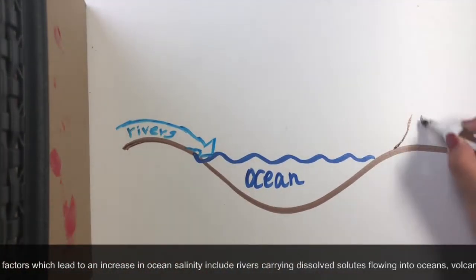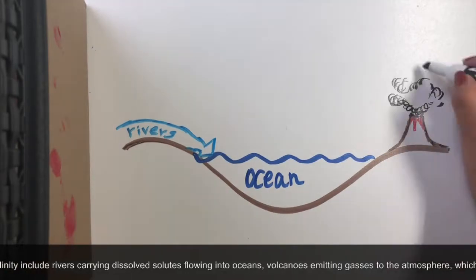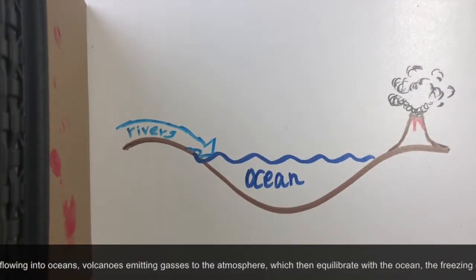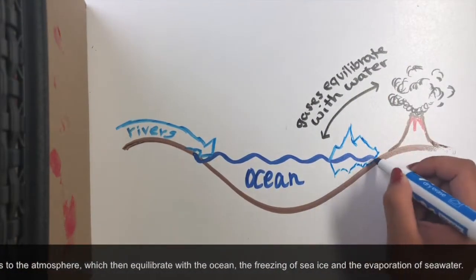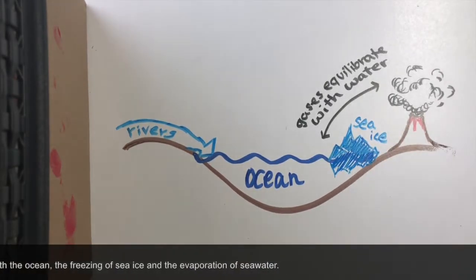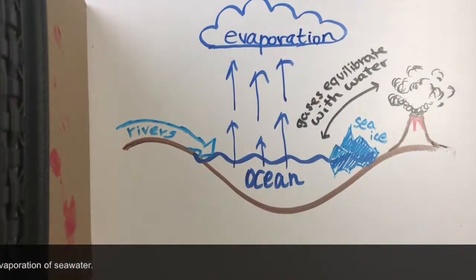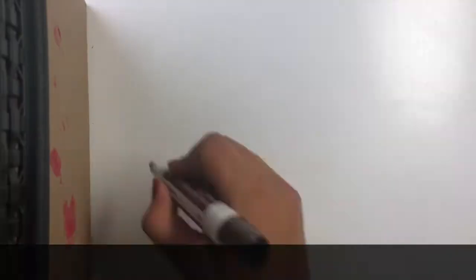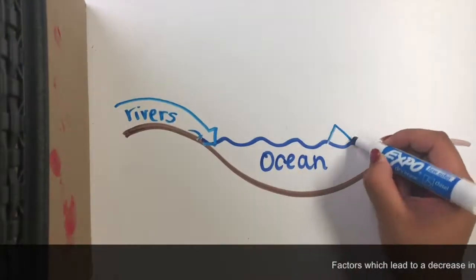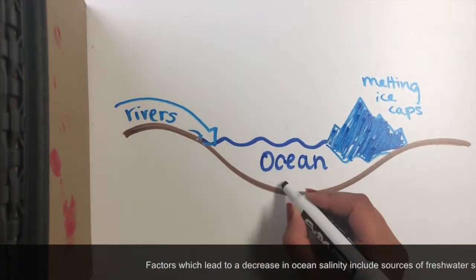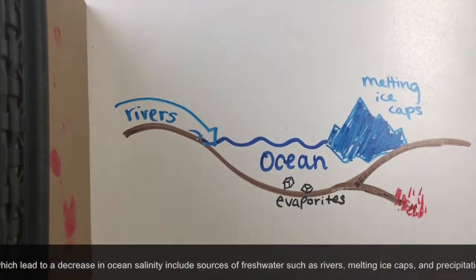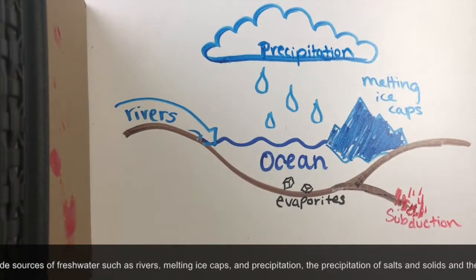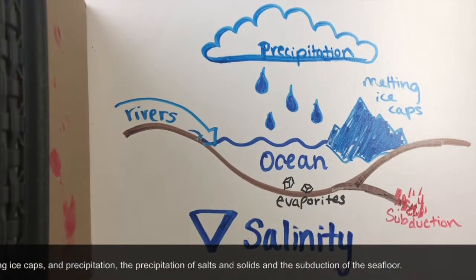Environmental factors which lead to an increase in ocean salinity include rivers carrying dissolved solids flowing into oceans, volcanoes emitting gases to the atmosphere which then equilibrate with the ocean, the freezing of sea ice, and the evaporation of seawater. Factors which lead to a decrease in ocean salinity include sources of fresh water, such as rivers, melting ice caps, and precipitation, as well as precipitation of salts and solids, and the subduction of the seafloor.